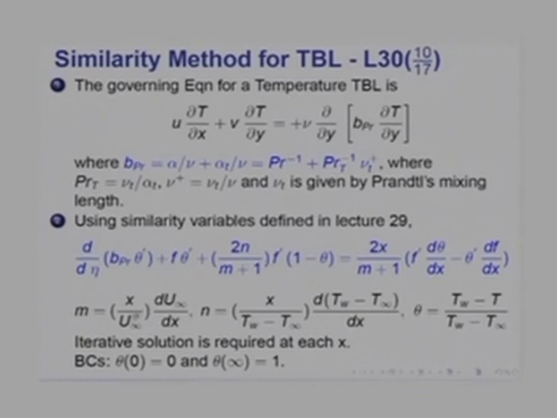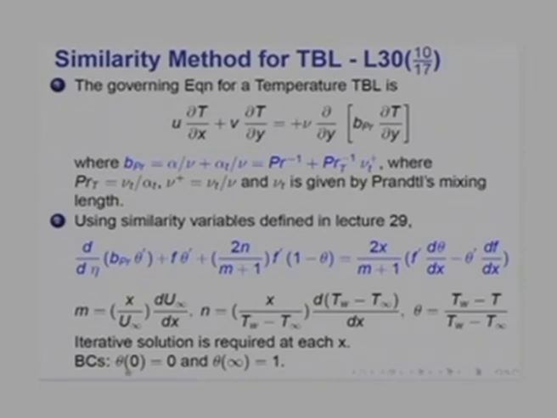Here m is the pressure gradient parameter defined as x over u infinity du infinity by dx. N is the parameter related to wall temperature variation. So, n would be 0 of course if Tw was constant, and theta is defined as Tw minus T over Tw minus T infinity. And again, like in the velocity boundary layer case, f dash is available already from the velocity boundary layer solutions, and therefore, solutions for theta would be obtained by an iterative method, just in the manner in which the similarity solution for velocity was solved.